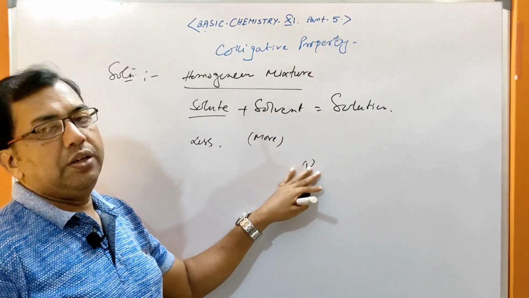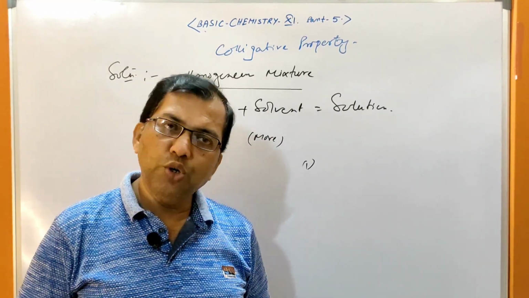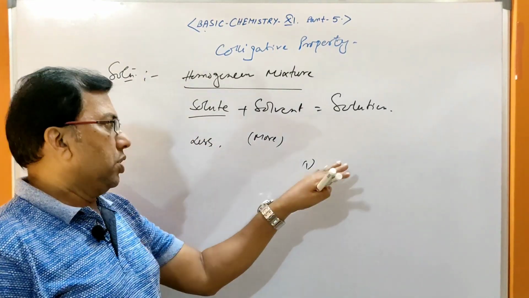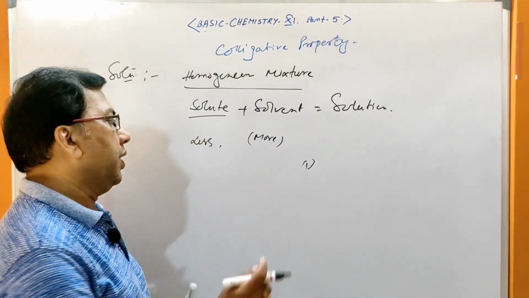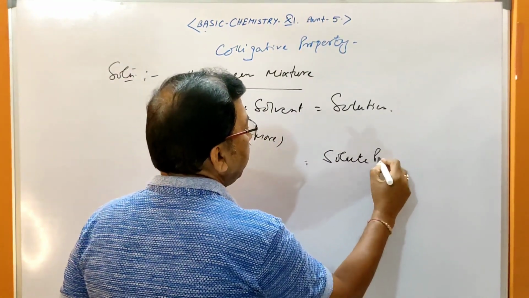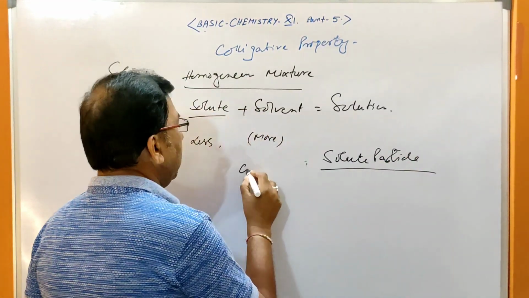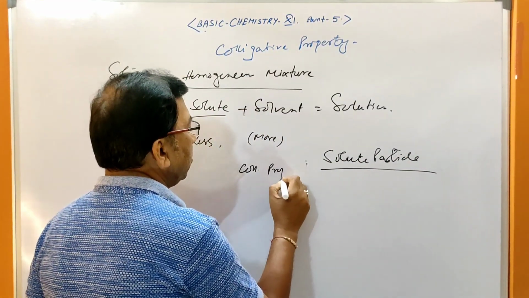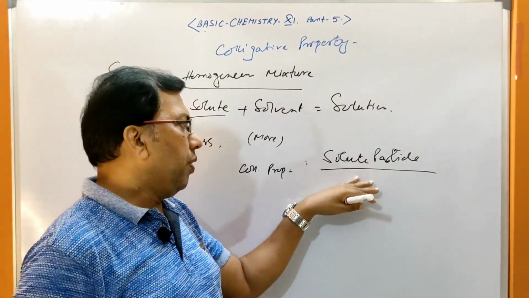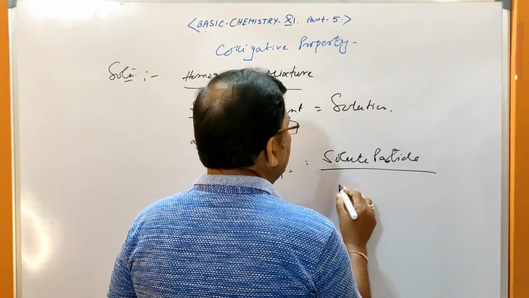And colligative property depends upon the ratio of the number of solute particles to solvent particles. The ratio of solute particles to solvent particles, present in the solution.